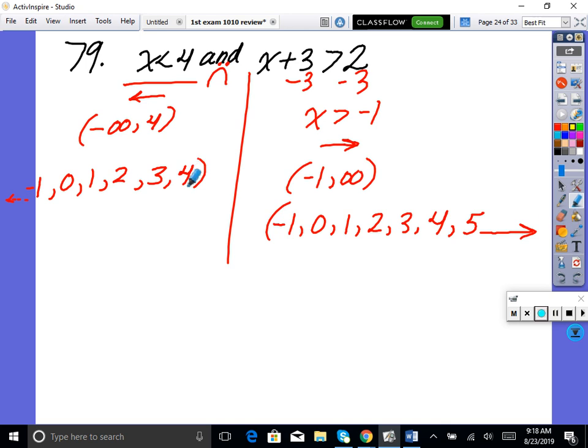This one starts at 4. This one goes forever. Well, the furthest we can go is 4 then. So we know the furthest we can go to the right is 4 based on this one. And the furthest we can go to the left on this one is negative 1. So same here, since that would be the intersecting point. So notice our interval for our solutions is between negative 1 and 4, and they both had parentheses.